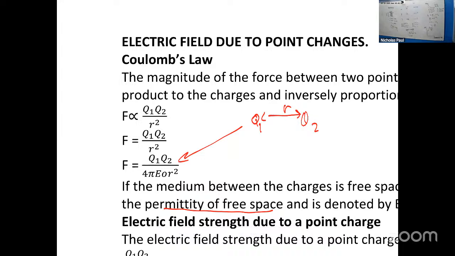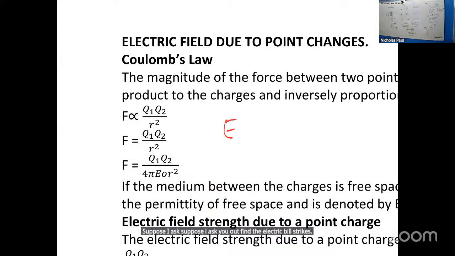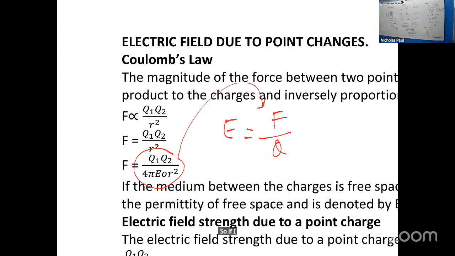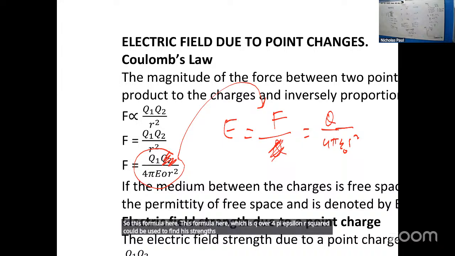Suppose I ask you now to find the electric field strength at a point. We know electric field strength is F on Q. So if I put this F in here, one of the Q's will cancel off. So this formula here, which is Q over 4 pi epsilon r squared, can be used to find the strength of an electric field at a distance r from a charge.